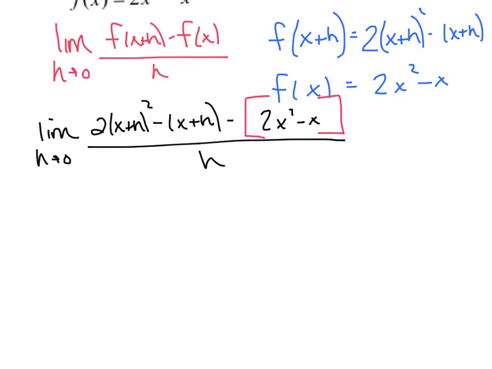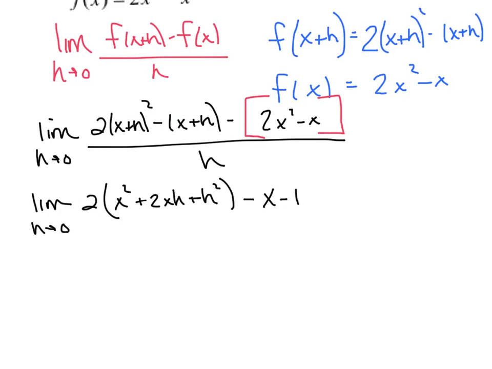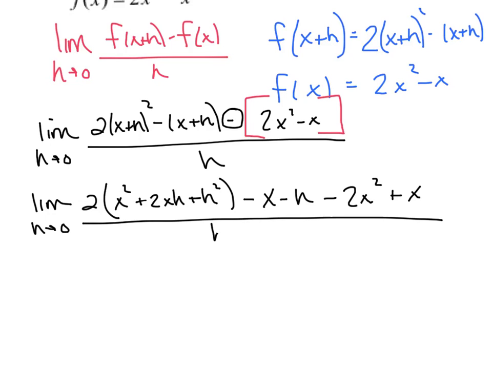All right, so order of operations. Do you square first or do you multiply by 2 first? Hopefully you know that answer. And we're just going to clean this puppy up. So I'm going to get 2 times, FOIL that out, x squared plus 2xh plus h squared. Take this negative sign here, make sure you distribute real nicely. So minus x minus h. Again, make sure you distribute this negative sign, minus 2x squared plus x. We have all of that over h.